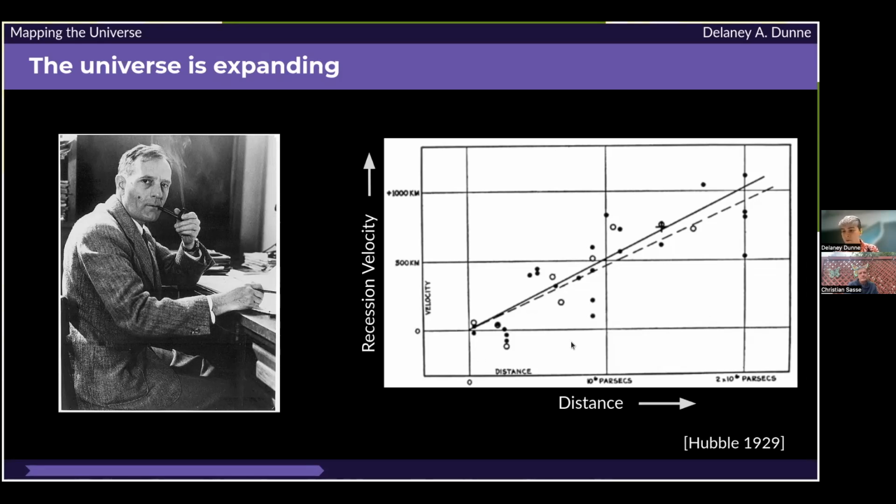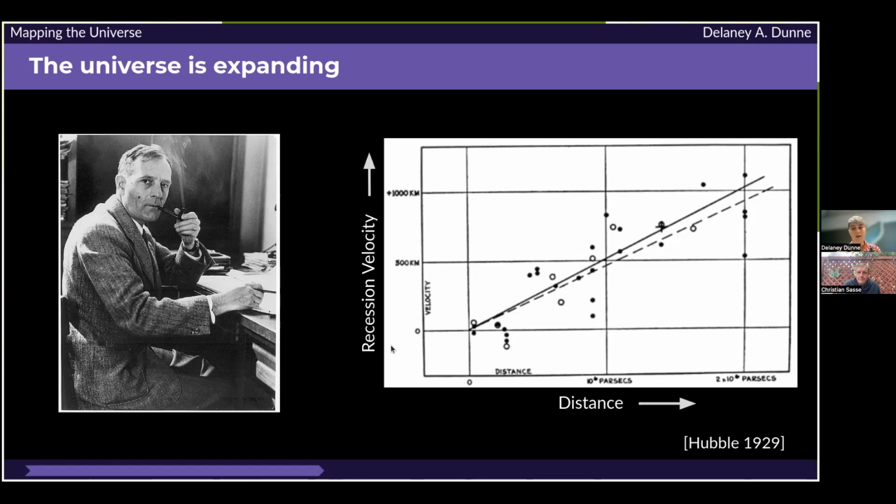And on the x-axis, we have the distance to those galaxies, which is measured using a specific kind of star called a Cepheid variable, where there's a very predictable relationship between how often it pulses and how bright it is. And so you can use how often it pulses to extract how bright it should be, and then compare that to how bright it actually is to get the distance, because light fades as it travels. And so that's the distance to these galaxies.